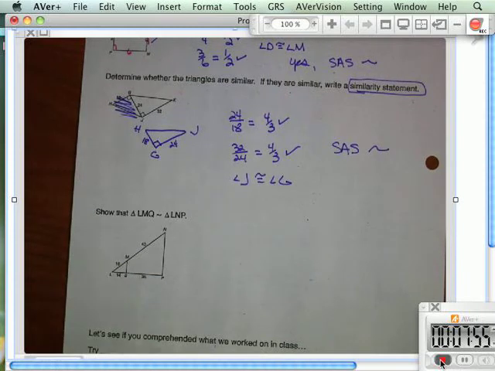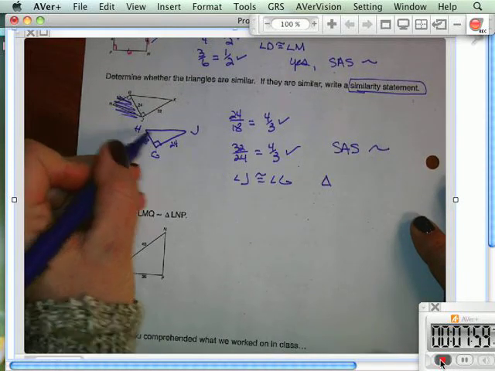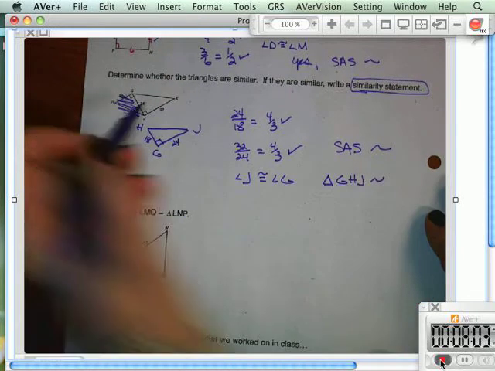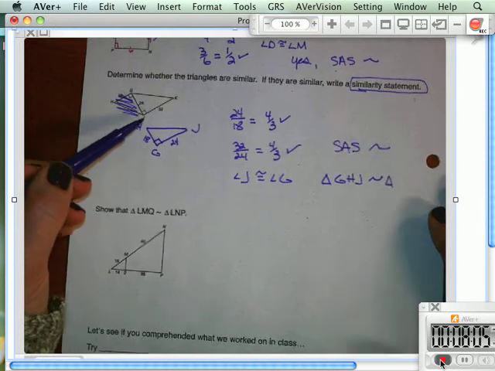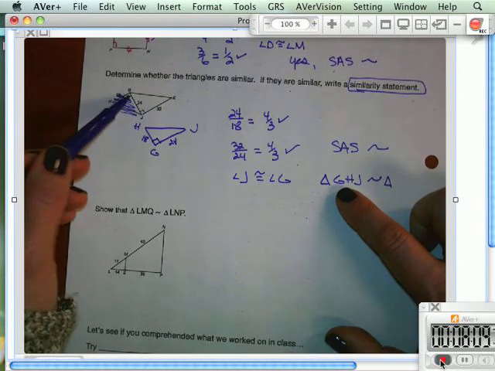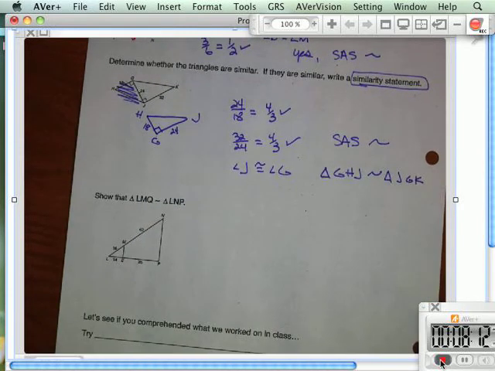Okay, so I'm just going to say triangle, I'm going to start here, GHJ is similar to triangle. Where do I have to start? If I started here with J, where do I have to start here? G, I have to start with J, yes. JGK. Could you start with a different letter in your similarity statement? Absolutely, as long as you go in the right order. Okay? All right, last one.